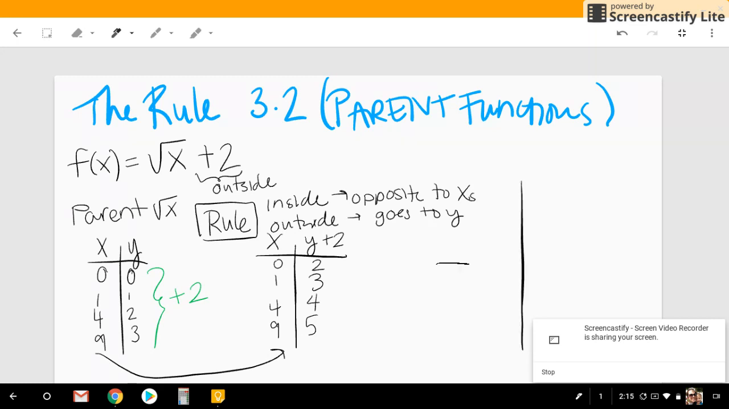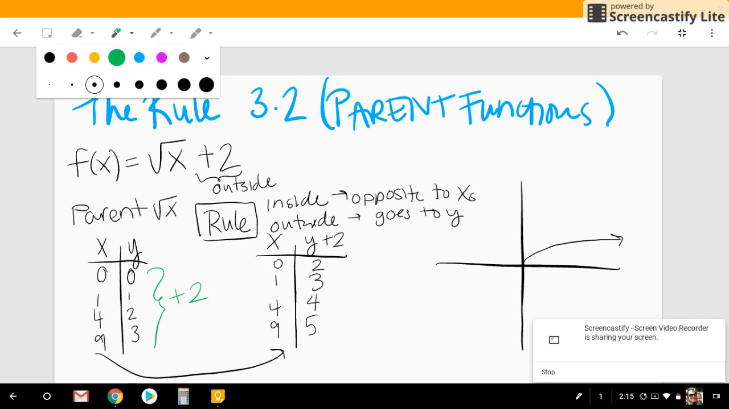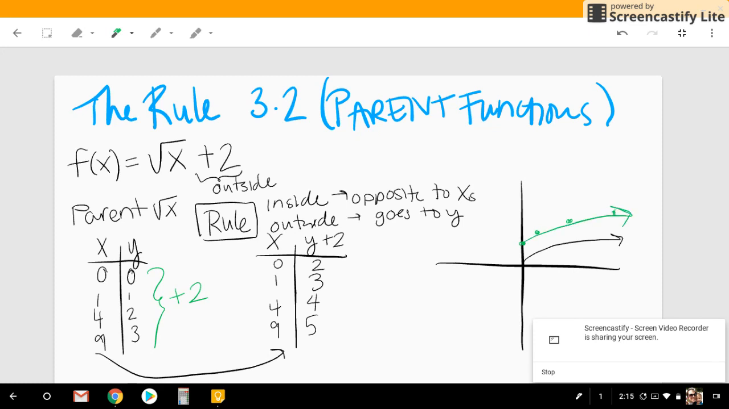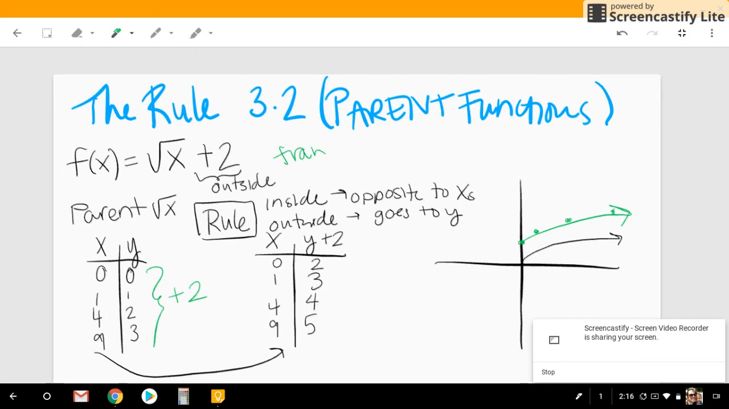If I was to sketch a graph, which is not going to be perfect because I don't have graph paper, my original one would look like this. And I could use my table that I just transformed to plot my new points: (0, 2), (1, 3), (4, 4), (9, 5). And I would have a new graph that looks like this. So we're making the rule. The rule is to transform the table. I have a real lag going on here. So you're just transforming the table every time.